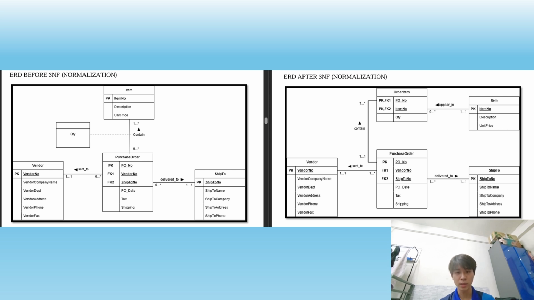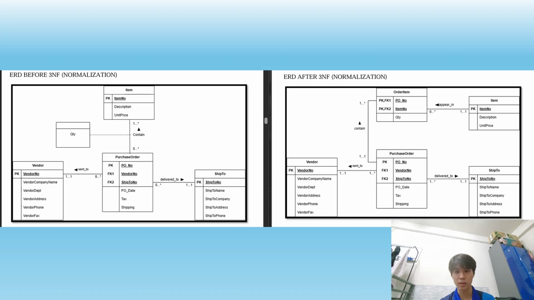ERD before normalization actually has four main entities, which are vendor, purchase order, ship to, and also item. But since the purchase order to item relationship is many to many, they must contain an additional attribute. So after normalization, the ERD becomes five main entities, with one additional entity, the order item, in our ERD after normalization.